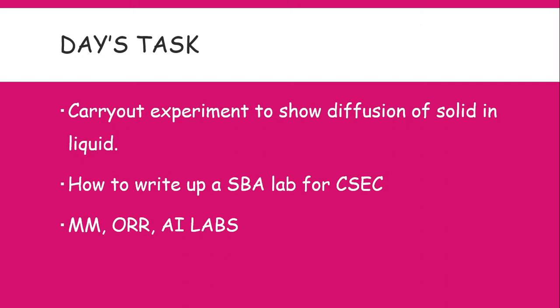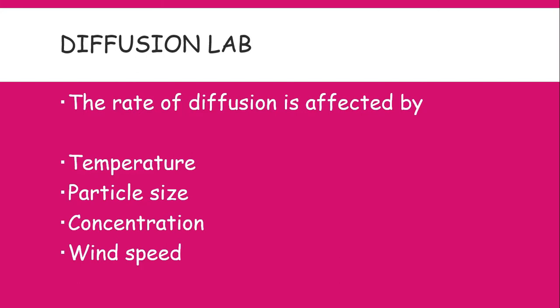The skills that we want to look at primarily will be measurement and manipulation, observation, reporting and recording, analysis and interpretation. Before we get into the lab, we should be mindful of the fact that the rate of diffusion is affected by temperature, particle size, concentration, and of course wind speed, and that will be shown somewhat in our experiment today.